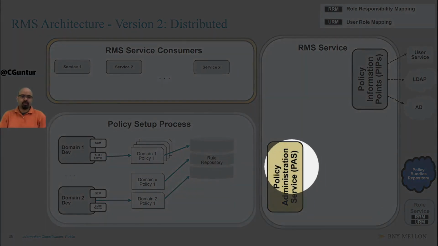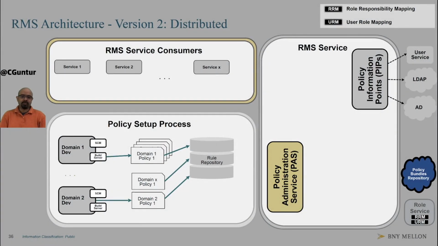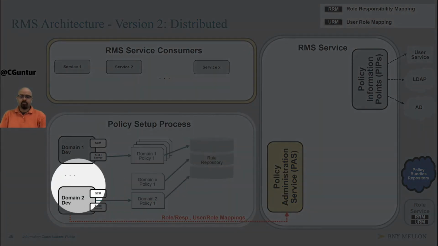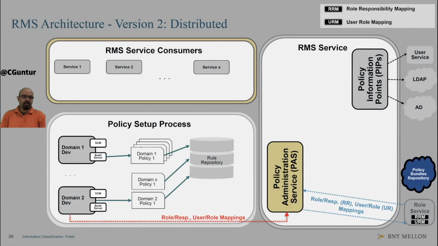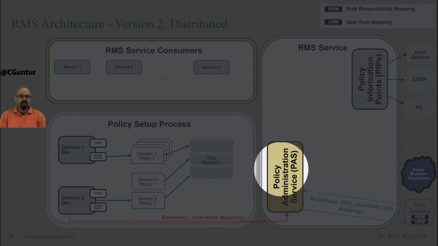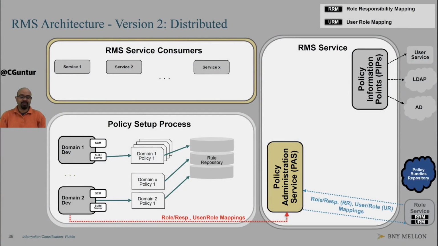We now have what is called a policy administration service. This service allows for domains to update role responsibility mappings and user role mappings. So now through some APIs, the domains have the ability to update role responsibilities and user roles, and such updates are written to the role service. So we now have a CRUD model for our role service as well. This is something that was not possible in the first version of the architecture. Role service, once updated, rehydrates the policy administration service with the latest data. And this is useful. We'll take a look at why.